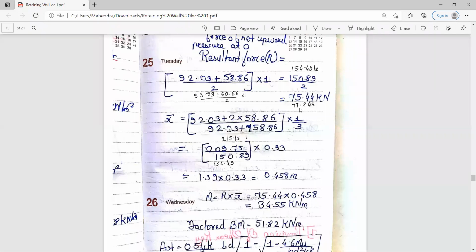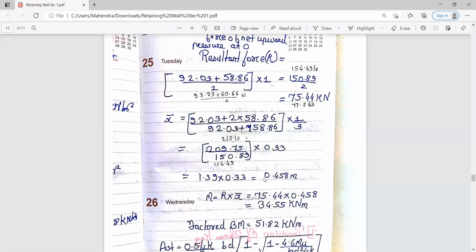After calculating the resultant, you need to calculate X bar. For calculating X bar, substitute net pressure at A, that is 93.83, plus 2 into net pressure at A1, that is 60.66, upon 93.83 plus 60.66, into 1 by 3. So the value of x bar comes to something like 0.458. See, the value comes up to be this much only.